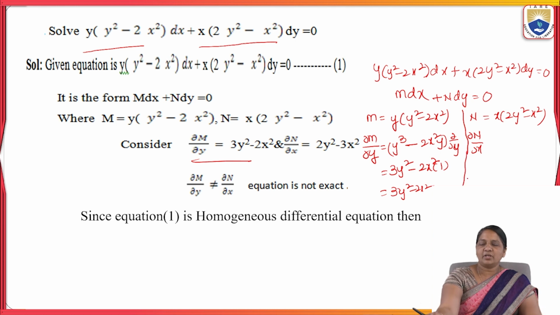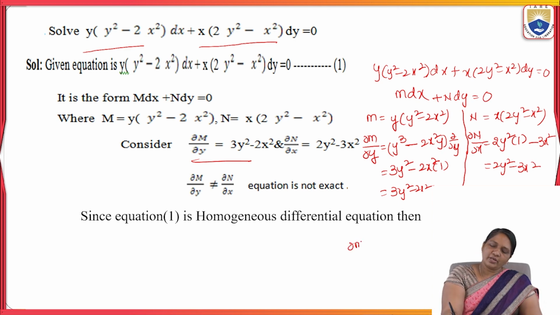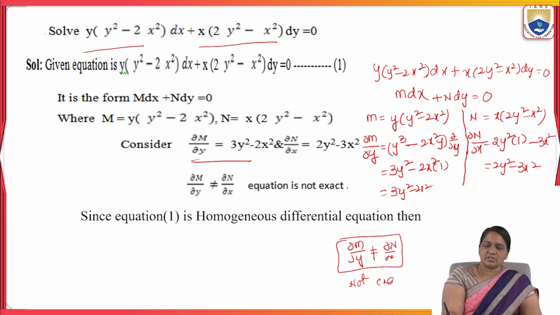Now what about dou n by dou x? I am doing with respect to x. So 2y square is the constant, x value is 1, minus x into x square is x cube. X cube derivative is 3x square. So this value is 2y square minus 3x square. So dou m by dou y is not equal to dou n by dou x. That means the given equation is not an exact equation.